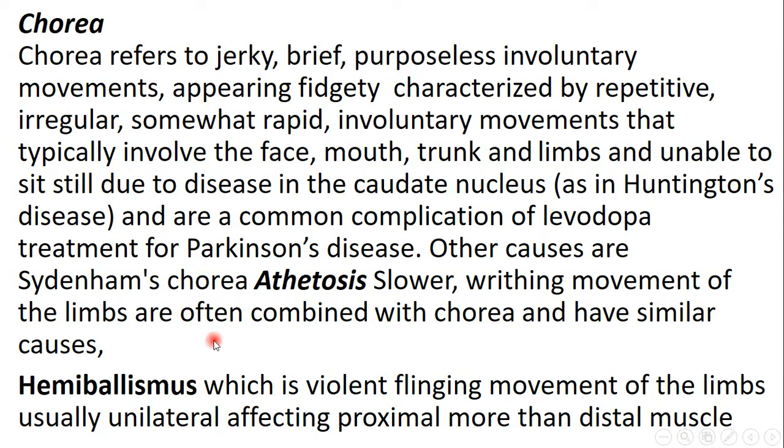Chorea sometimes we see it with athetosis, fidgety تململ, athetosis, slower writhing, يتلوى movement of the limbs are often combined with chorea and have similar causes. فعادة نلقى chorea athetoid movement. Hemiballismus راح يصير عندنا violent flinging movement of the limb, usually unilateral, affecting proximal muscle more than distal.